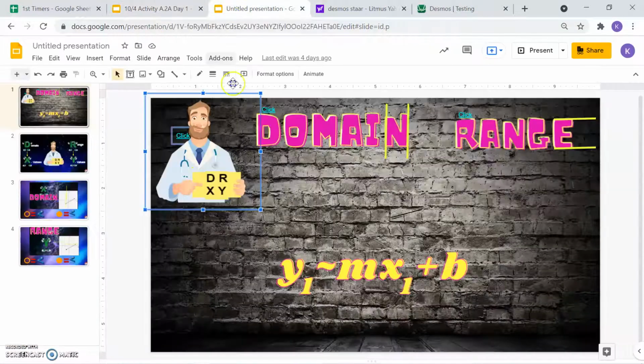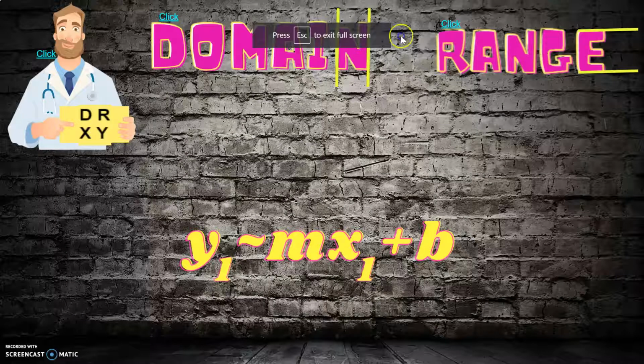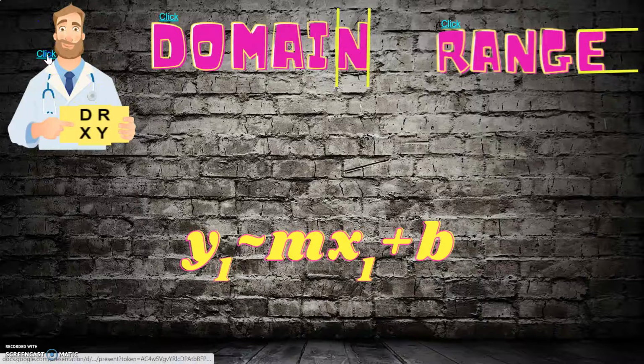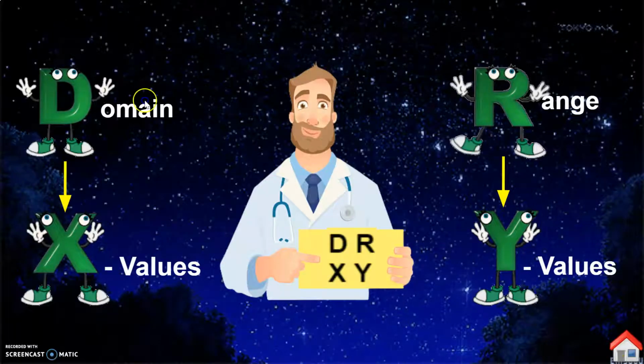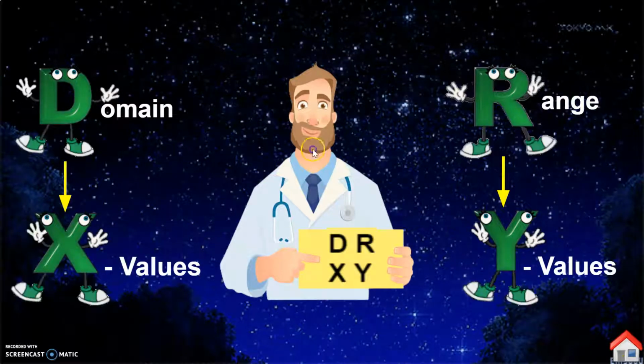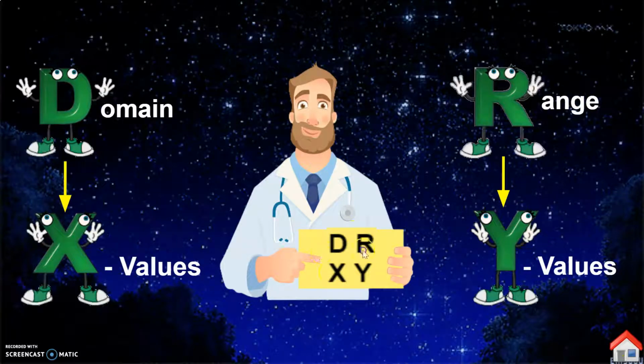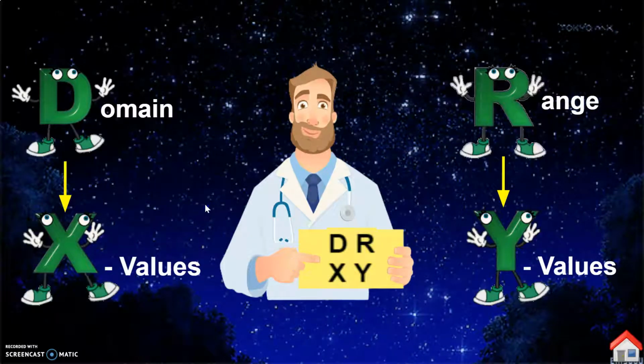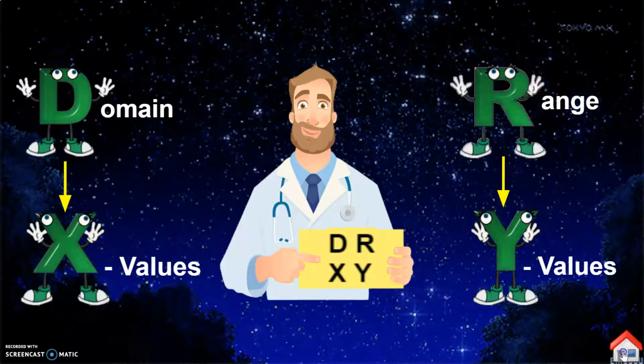You will have access to this right here. Let me present it really quick. So on this one, if you forgot which one it is, if you click on this one, it's going to show you that the domain is the x values, the range is the y values, and the doctor over here is showing you, if you remember Dr. XY, you're not going to get these questions wrong.